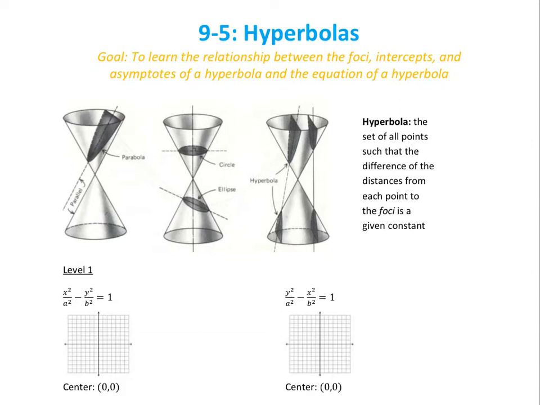And this last one is if you cut up and down, but it's not parallel. So it's going to actually hit your cone twice, then you're going to create a hyperbola, which is like two parabolas facing away from each other. There's two examples right here.